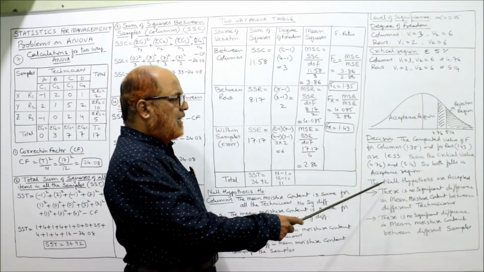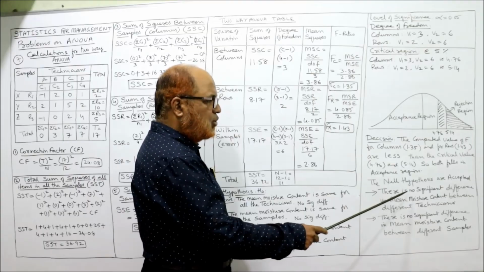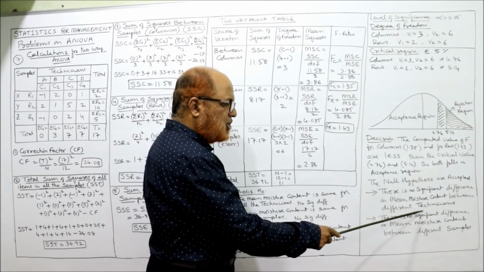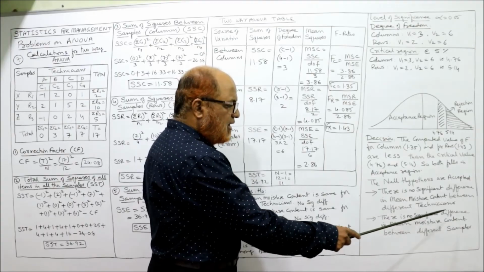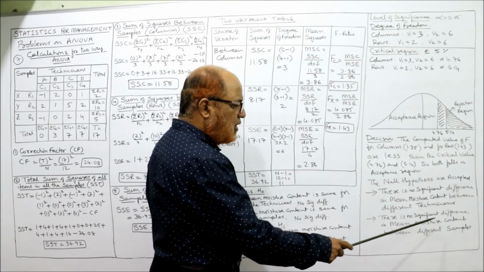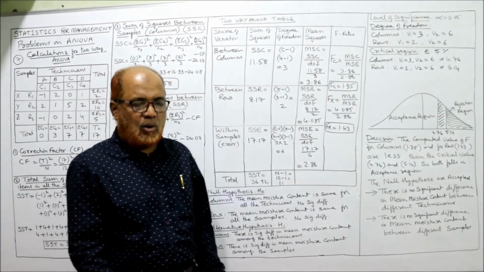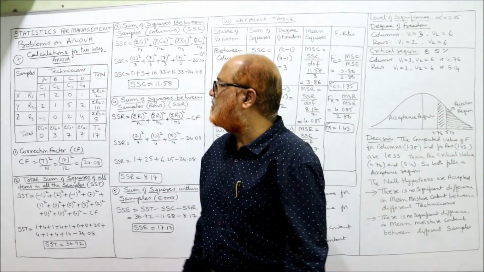So ultimately, the null hypotheses are accepted. There is no significant difference in mean moisture content between different technicians, and there is no significant difference in mean moisture content between different samples. That's it. This is the end of problem number 7.